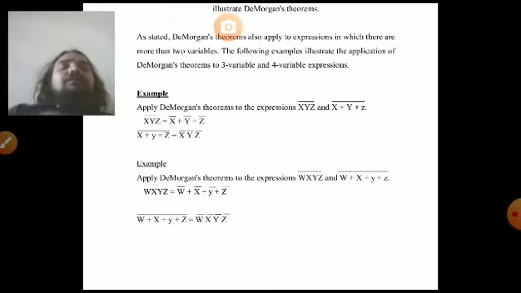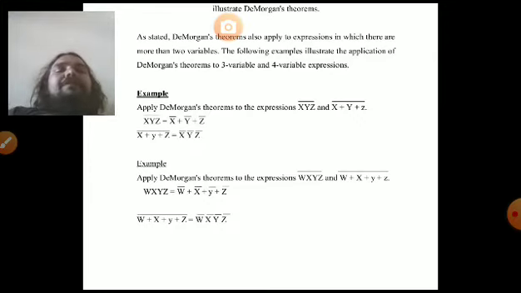For example, De Morgan's theorem expressed in 4 variables, where w, x, y, z are the input variables. De Morgan's first theorem for the 4 variables is (w x y z) whole bar is equal to w bar plus x bar plus y bar plus z bar.